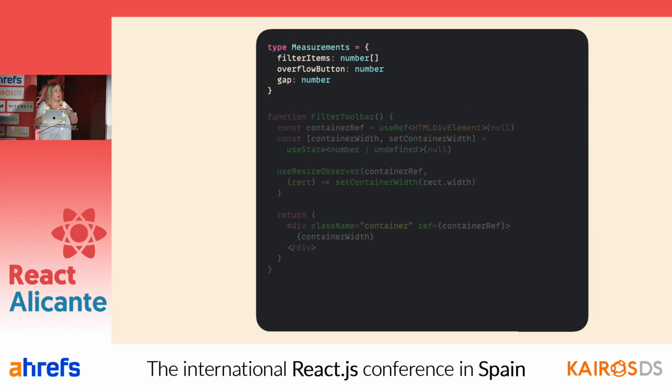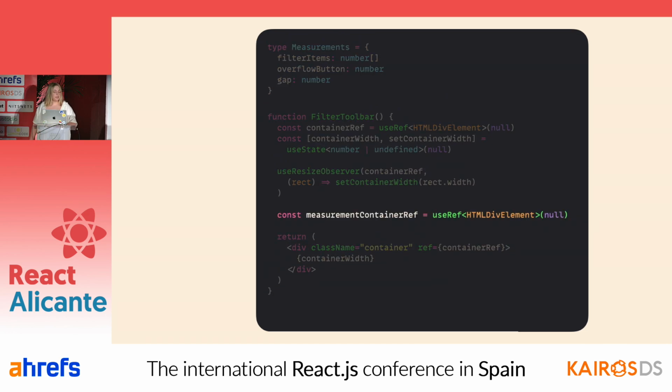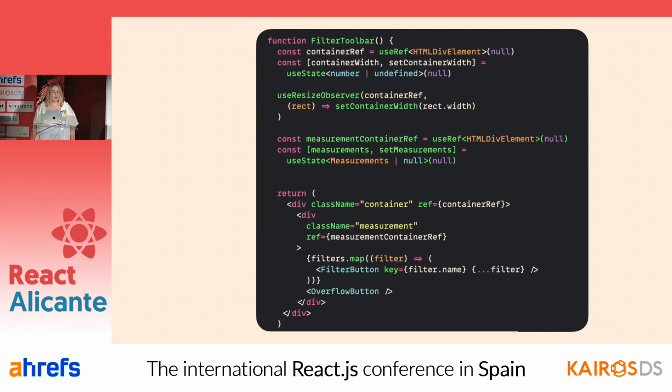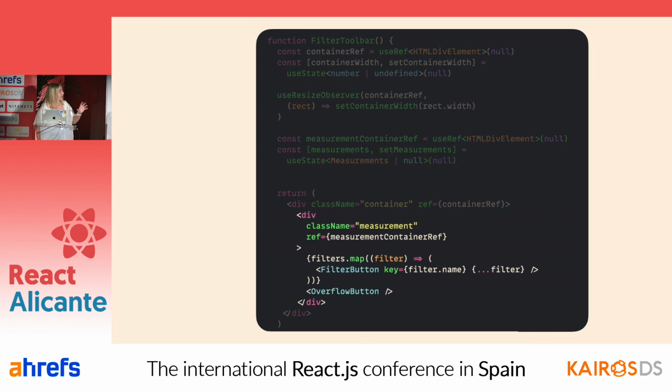Or we could create one kind of hidden container that we'll use for measurements. And this is what we will do here. So we can create a different ref that we'll use for measurement, the same as with our other container. We'll need to store those measurements somewhere in state. And now we can just render our buttons that we want to see, like we render all of the filter buttons together with the overflow menu.